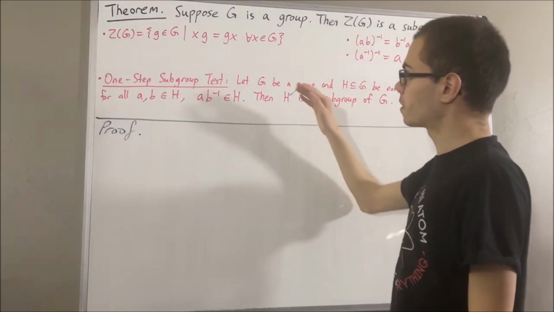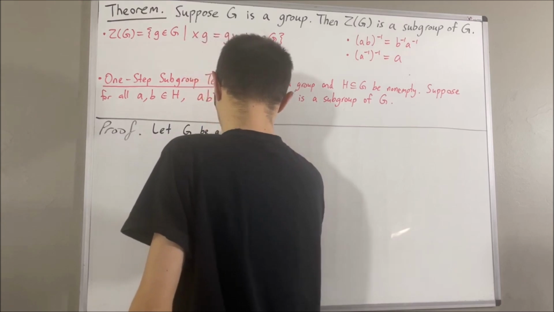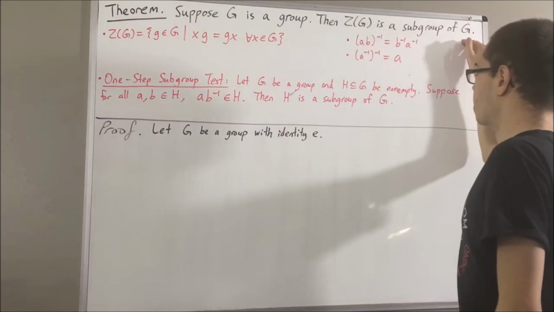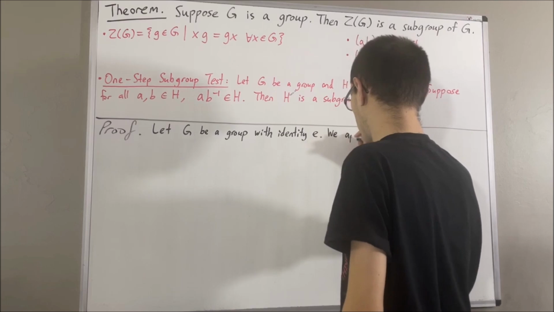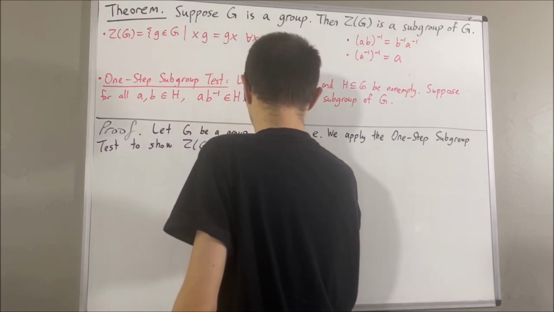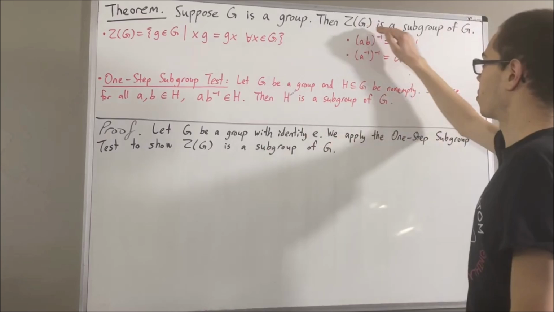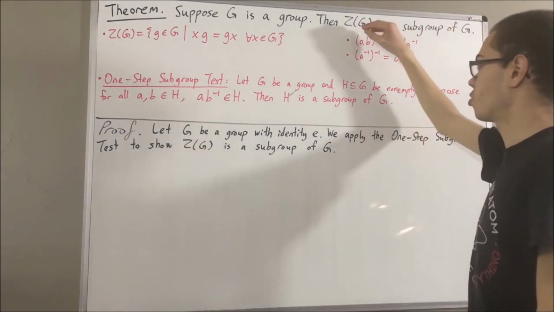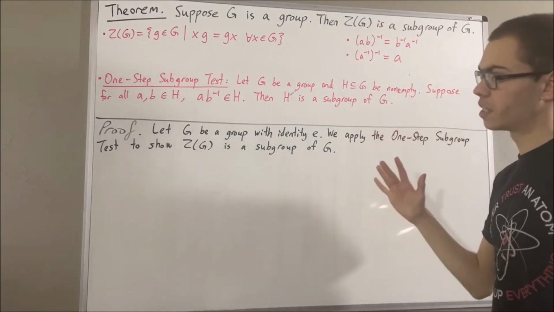Now, to start the proof, let's first let G be a group with identity element e. And from here, we're going to show that the center of G is a subgroup of G. And to show that, we are going to apply the one-step subgroup test. So, to start out, let's first show that the center of G is non-empty, because that's a requirement for the test. Now, to show that the center of G is non-empty, we are going to show that the identity element belongs to the center of G.